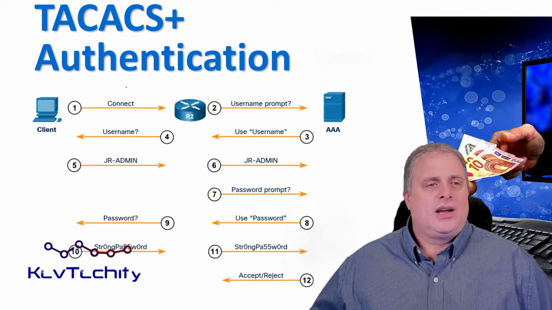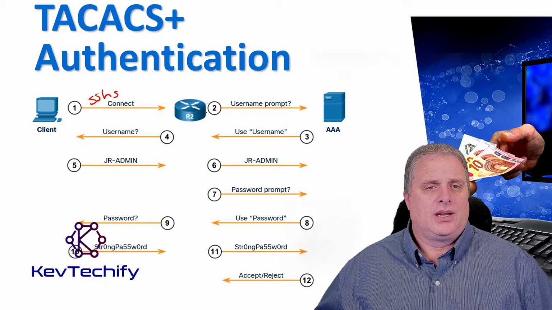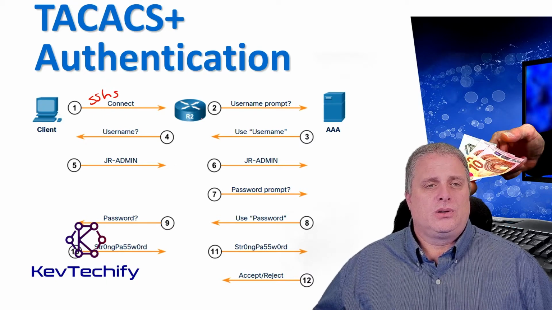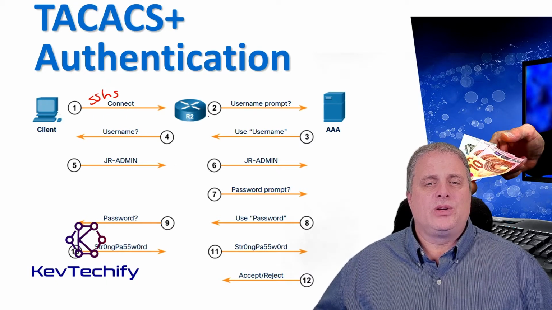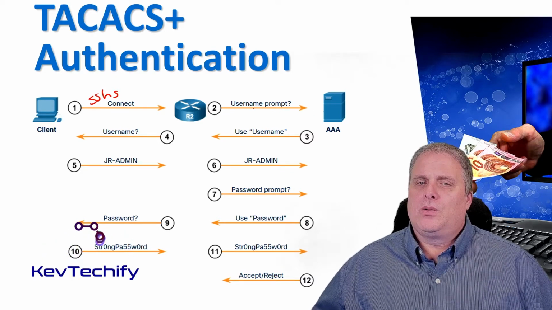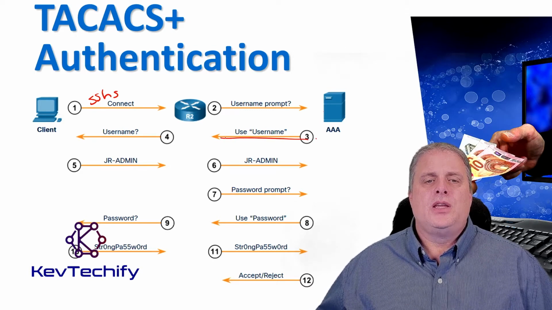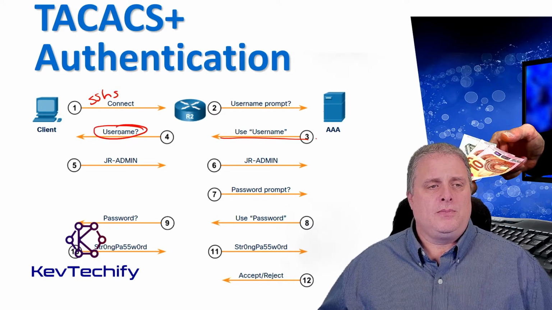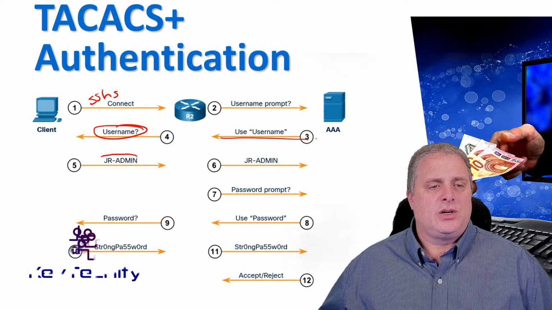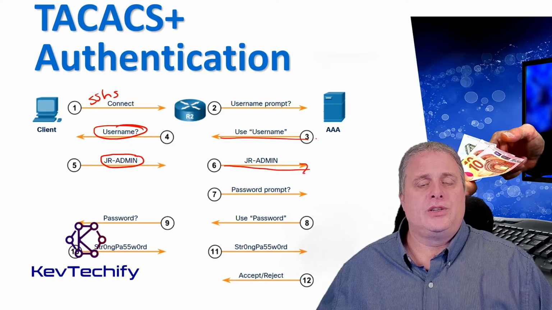What we have here is the client is going to establish a connection to R2. Once again, typically it's SSH. R2, when we're using TACACS, is going to look at the AAA server and say, should we prompt for a username? Well, what happens is now the AAA server responds back and says, yep, use that username. So now R2 says, what's your username? The client then types in, this is our username. The router then forwards that username on to the AAA server.